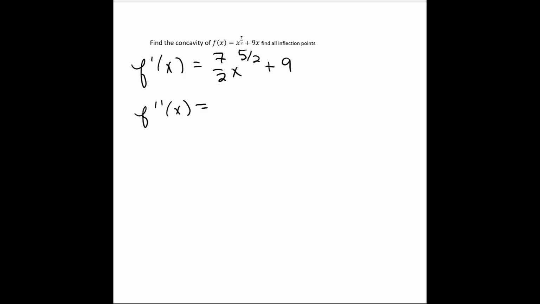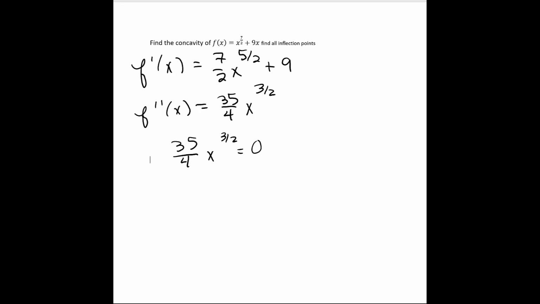The 5 halves times 7 halves. 7 times 5 is 35. 2 times 2 is 4. I have x. I subtract 1, that's 3 halves. The 9 is a constant. The derivative is 0. What do I have? I have 35 over 4 times x to the 3 halves equals 0.